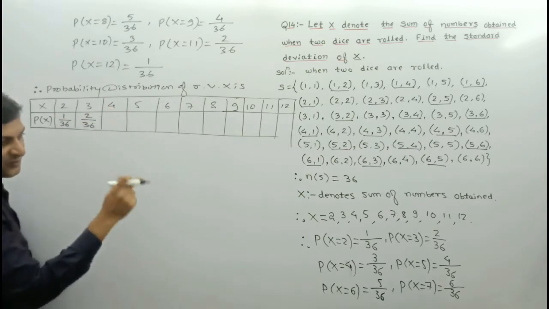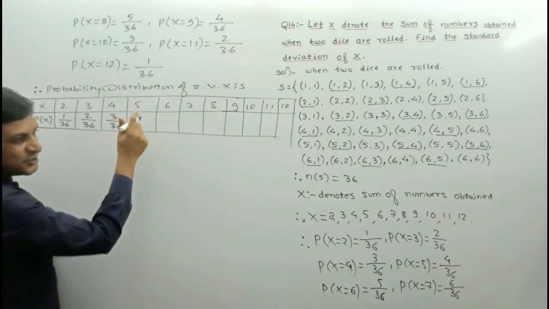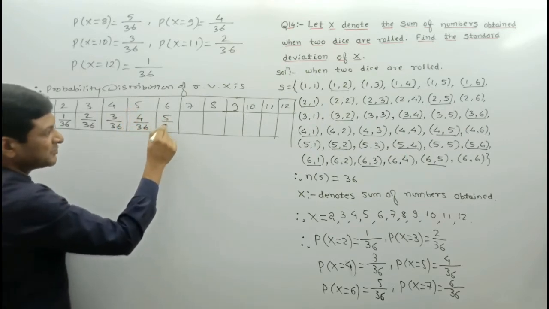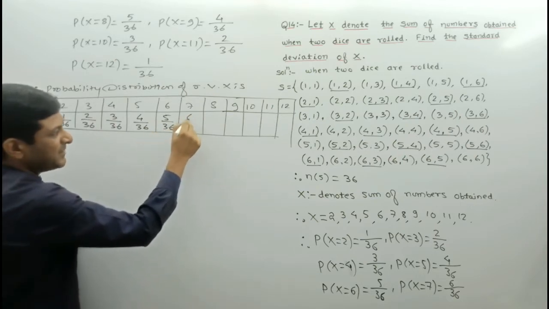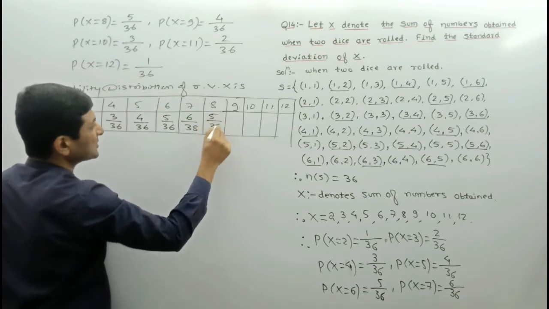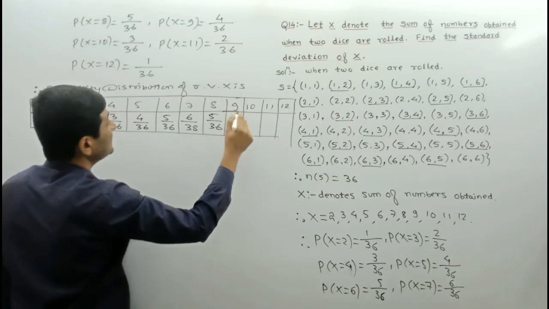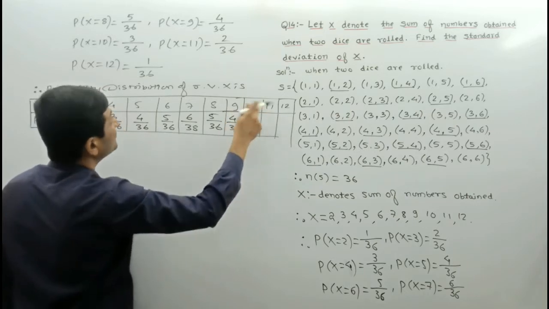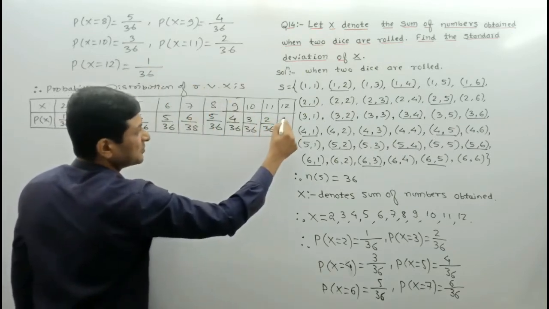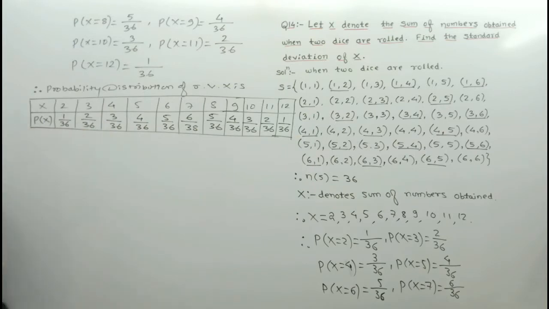When x is equal to 4, its probability is 3 by 36. When x is 5, its probability is 4 by 36. For 6, the probability is 5 by 36. For 7, 6 by 36. For 8, its probability is 5 by 36. Then for 9, 4 by 36. For 10, 3 by 36. For 11, 2 by 36, and lastly when x is equal to 12, the probability is 1 by 36. So we have constructed the probability distribution.